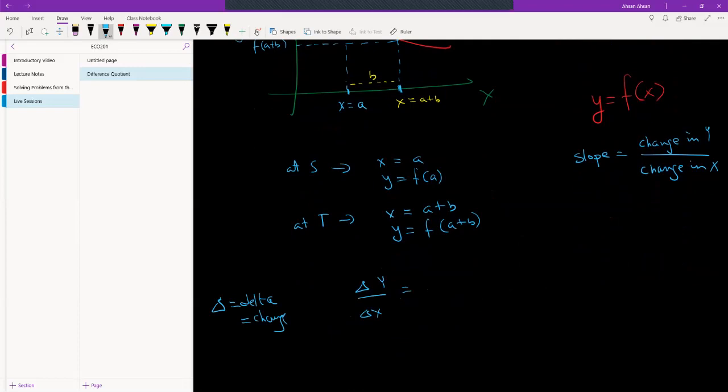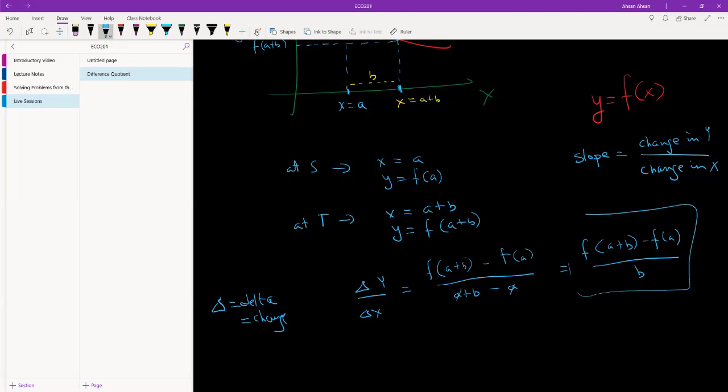So change in y divided by change in x can be given by the formula. What's the change in y? The new value of y minus the old value of y, right? That's the formula. And what is change in x? The new value of x minus the old value of x. So what we end up with is f(a plus b) minus f(a), divided by, notice here a and a cancel out. So we are only focused on the change. We move from a to a plus b, so the difference is b. And so this is our formula. We have it right now.